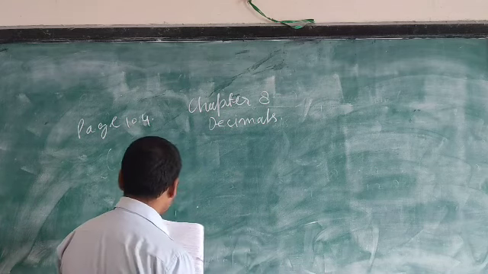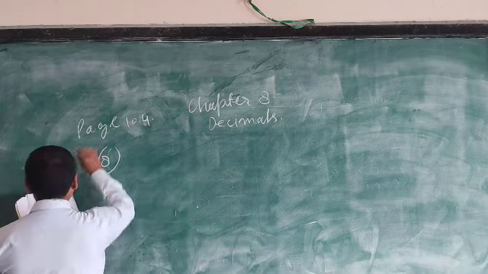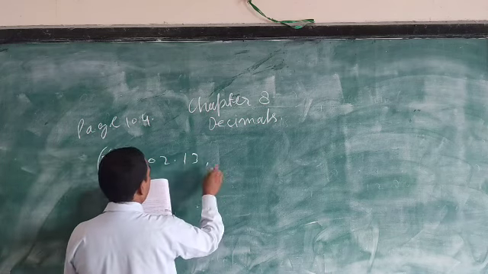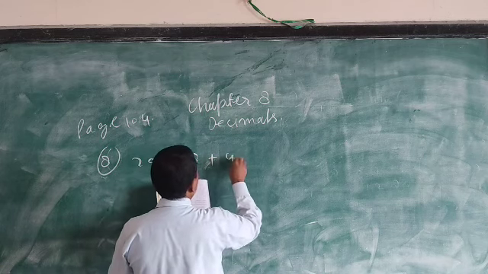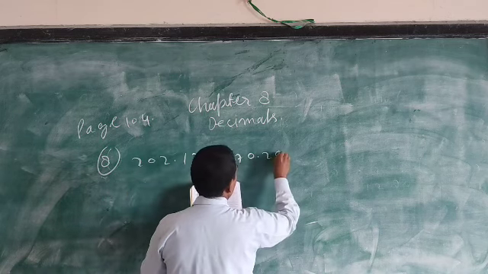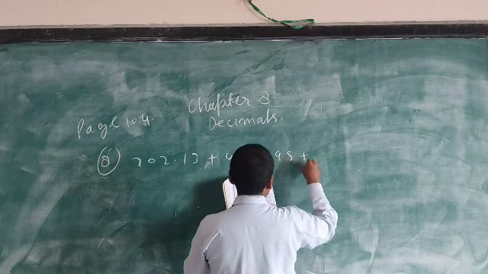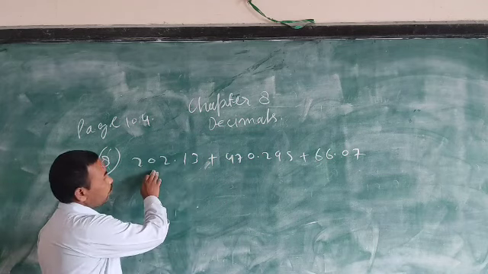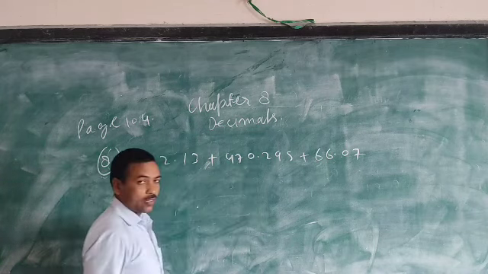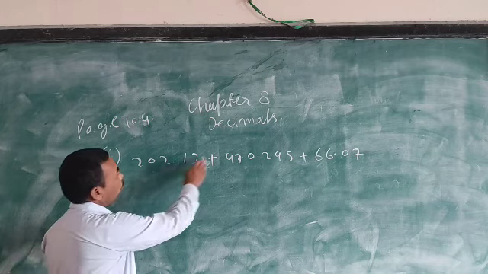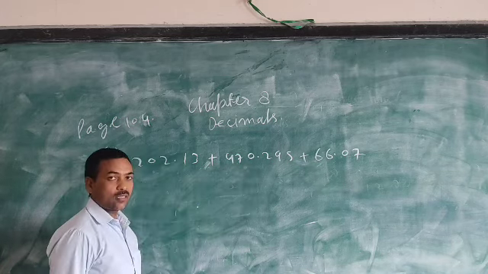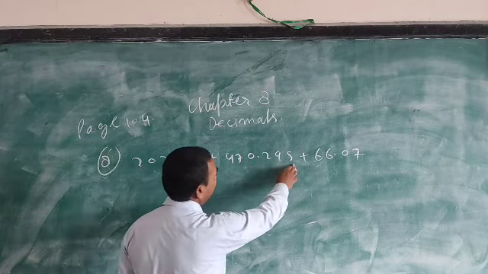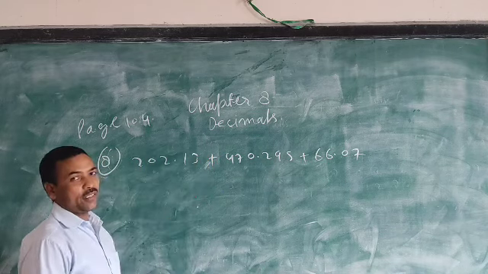And see, suppose here I want to add one even without arranging: 202.13 plus 470.295 plus 66.07. This whole number part 202, 470, 66. I hope you know how to add 202, 470 and 66. They are whole numbers. And then see how to add 0.13, 0.295, 0.07 without any changing.